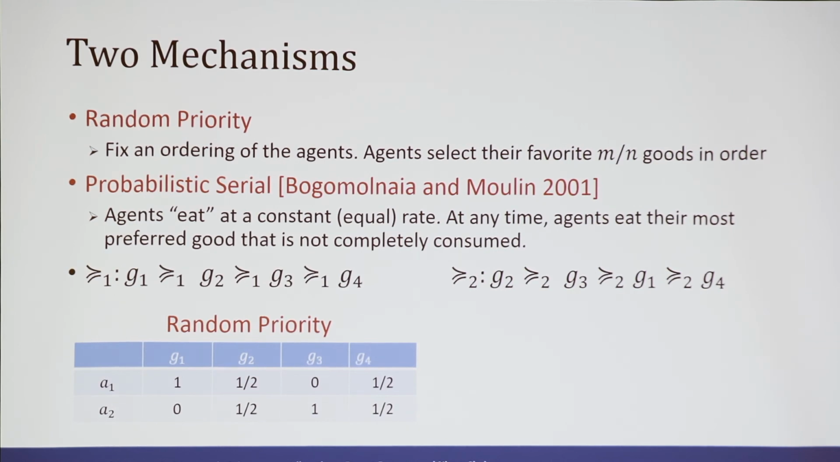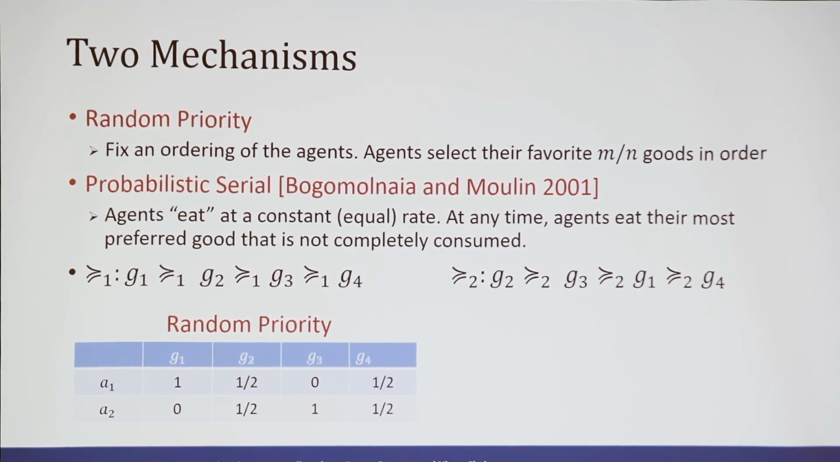So let's think about what the agents receive in expectation over these orderings. Well, no matter what, agent 1 was going to get good 1, because they select it as one of their first choice 2 items, and agent 2 doesn't. So agent 1 gets good 1 no matter what. Likewise, agent 2 gets good 3 no matter what. Goods 2 and 4 end up being split.